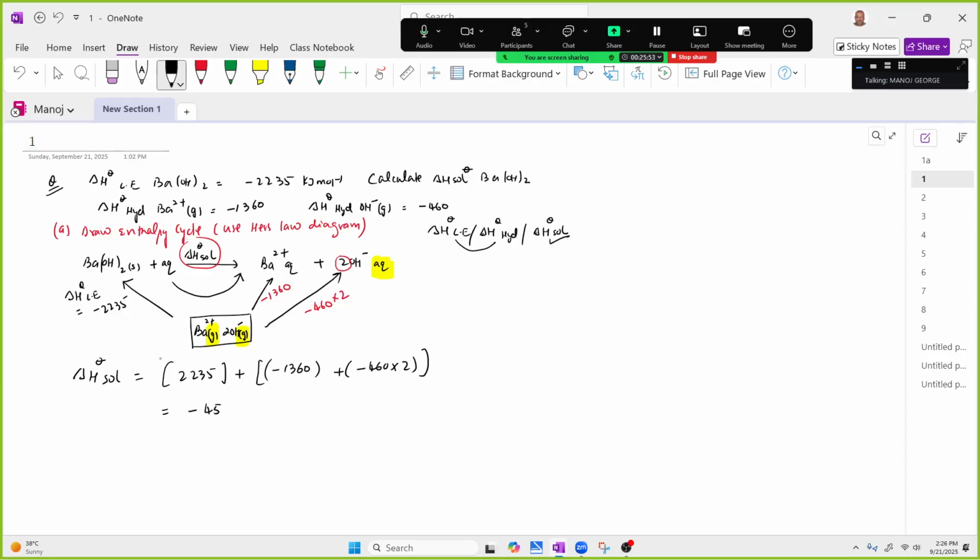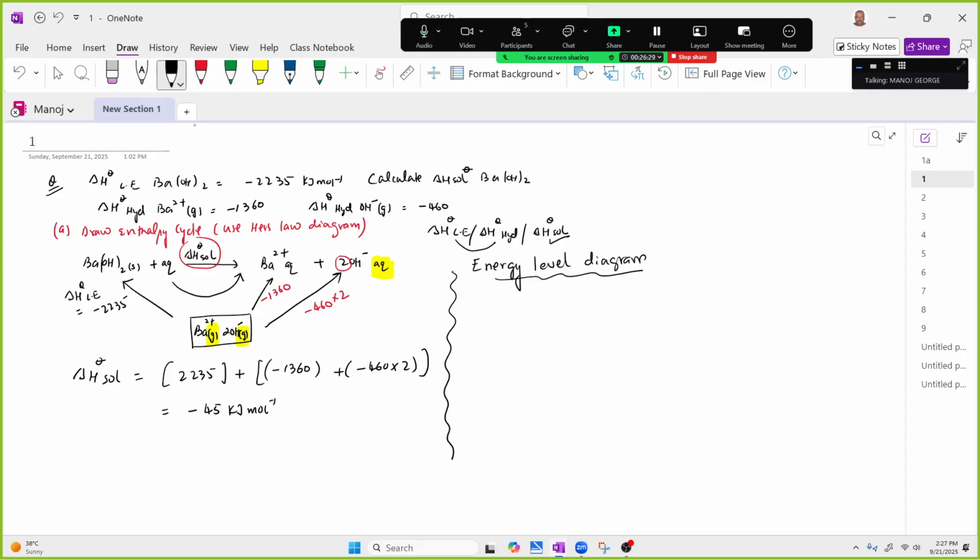Now this is what is called as the enthalpy cycle diagram. But sometimes you may have to use what is called as the energy profile diagram. So let's have a look. How do we draw an energy level or energy change diagram or energy level diagram for the same question? So when it comes to energy level diagram, you have to draw in the diagram once again the lattice energy, the hydration, and the solution. These three have to be in the diagram. So how do we draw it?